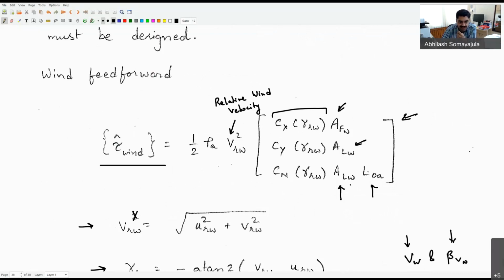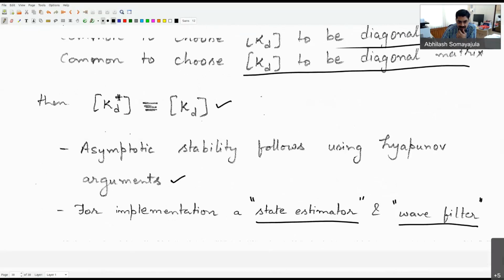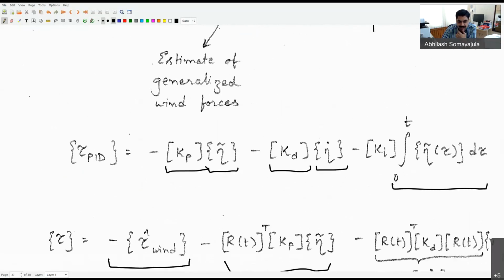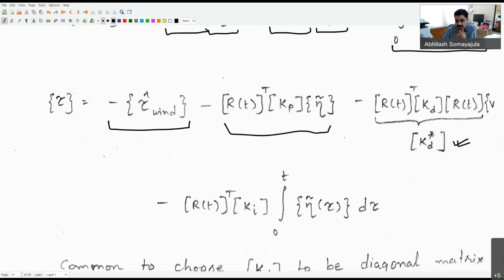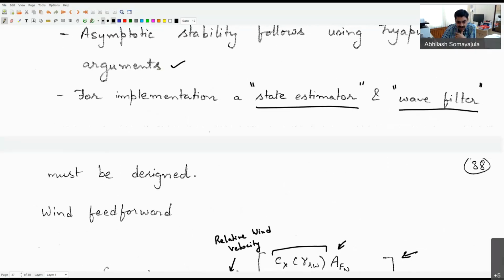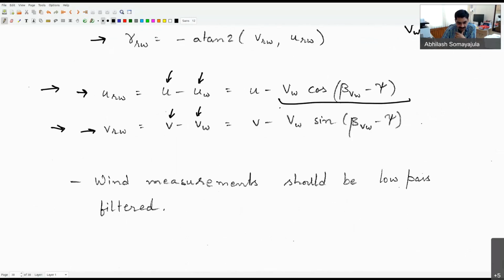And once this wind feed forward is present, we can plug it back into our controller, and all we have to do is tune our gains in order to make sure that it goes to wherever we want it to go. We can use the same pole placement approach as before, which we had seen for the NEMO-based controller. So that completes our idea of what is going on.